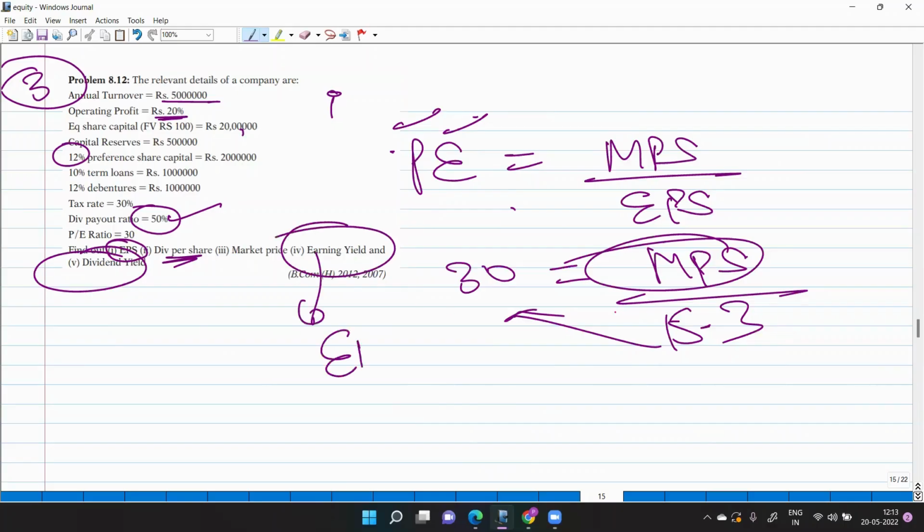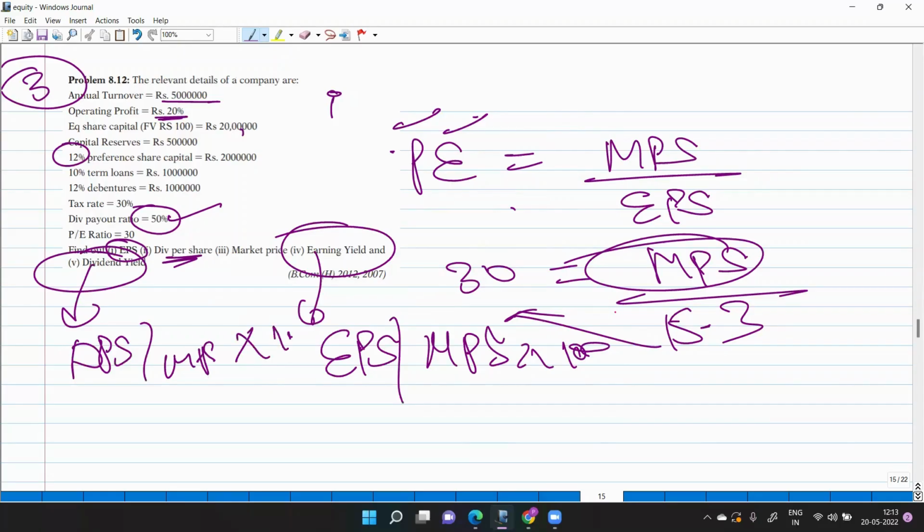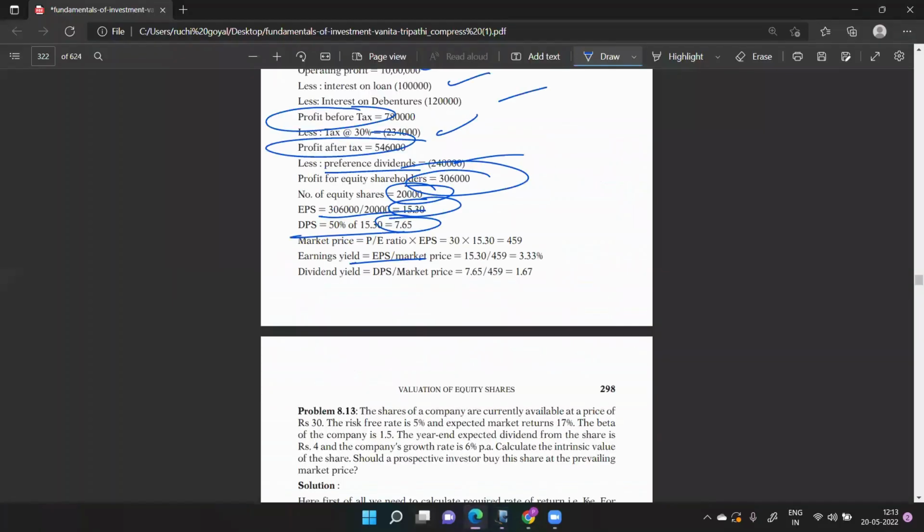Now earning yield. How will I calculate earning yield? EPS upon return. How do I compare return? MPS into 100. How do I do it for dividend? DPS upon MPS into 100. So it will be EPS upon market price into 100, and DPS upon market price into 100. Okay.